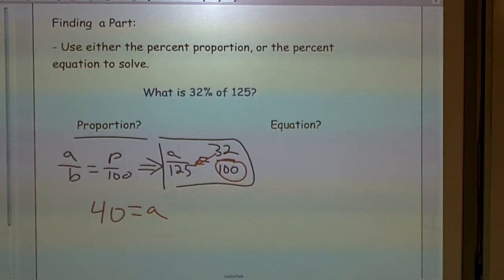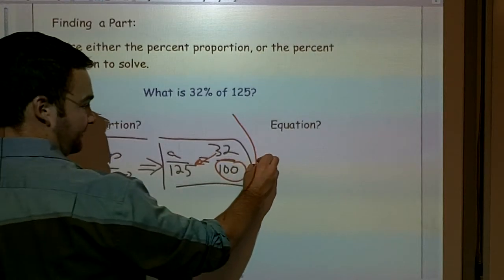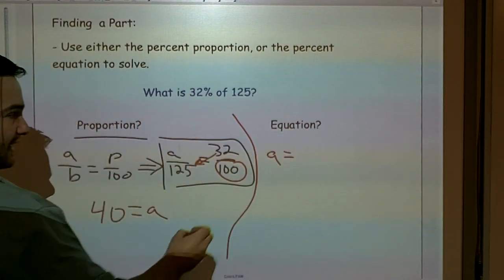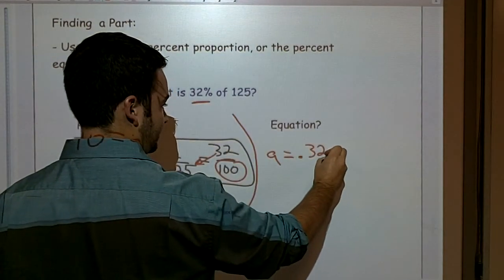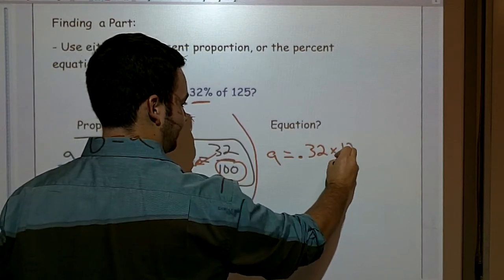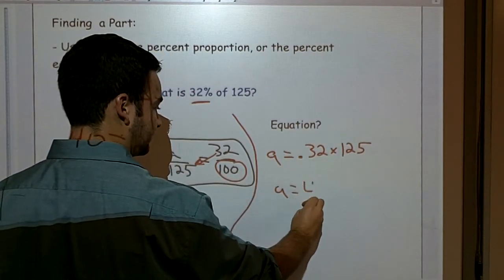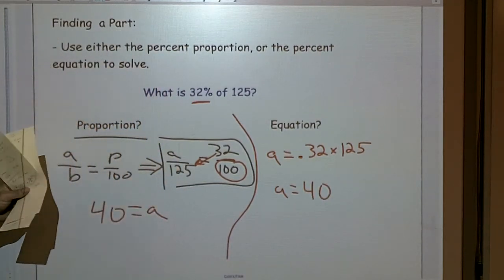So again, that's using a proportion. And we can set up an equation as well. All right, we're trying to solve for A, and we're looking for 32% of 125. So we would write 32% as a decimal, 0.32, and multiply that by 125. Okay, both cases you should get A equal to 40. Again, two ways to do it. All right, proportion and an equation.